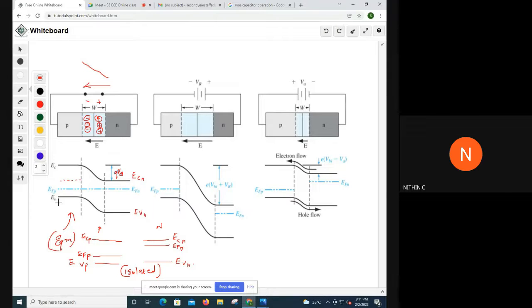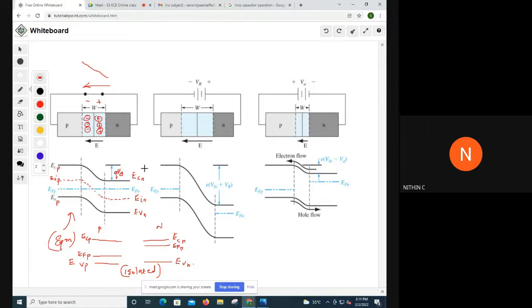EVN, EVP, ECP, and it will be like this. EIP and EIN. Okay, through these figures, you will get around 6 to 7 marks. So this is EIN, this is EIP. That's over. First one, that is the equilibrium condition, is over.